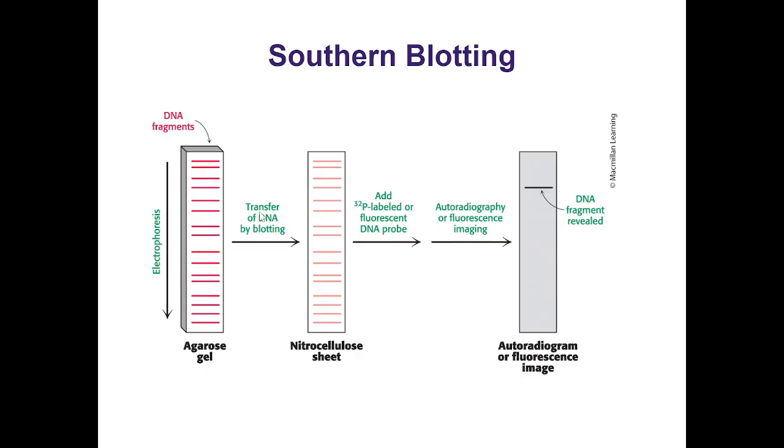We're going to transfer the DNA by blotting. This is why it's referred to as blotting, by the way. So we blot it onto a sheet, in this case nitrocellulose. This is then going to have a 32P labeled or fluorescent probe, whichever one works in your lab. Obviously, the machine will usually dictate that, and cost. Then we use the correct method to visualize that probe. And we can see right here, this is the DNA fragment that was revealed, and that's the DNA fragment we were probing for, right? Does anybody have any questions?